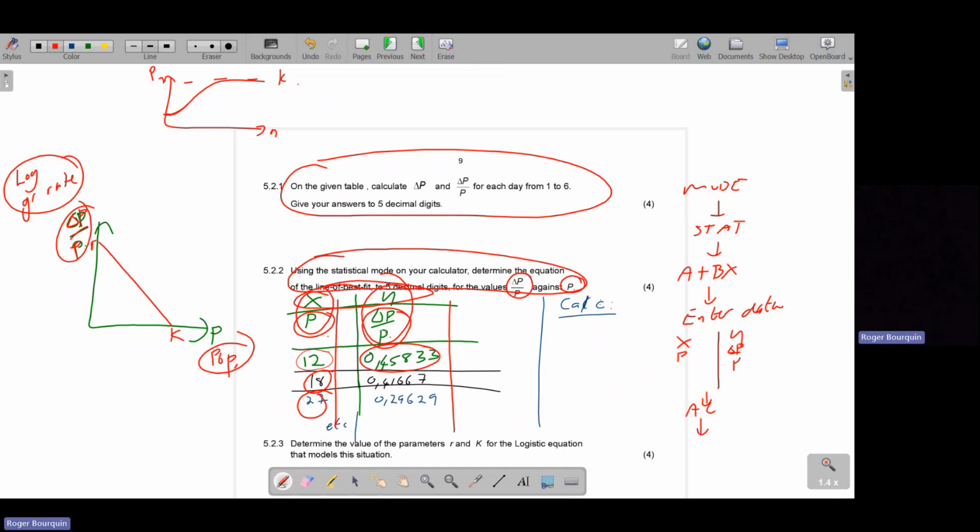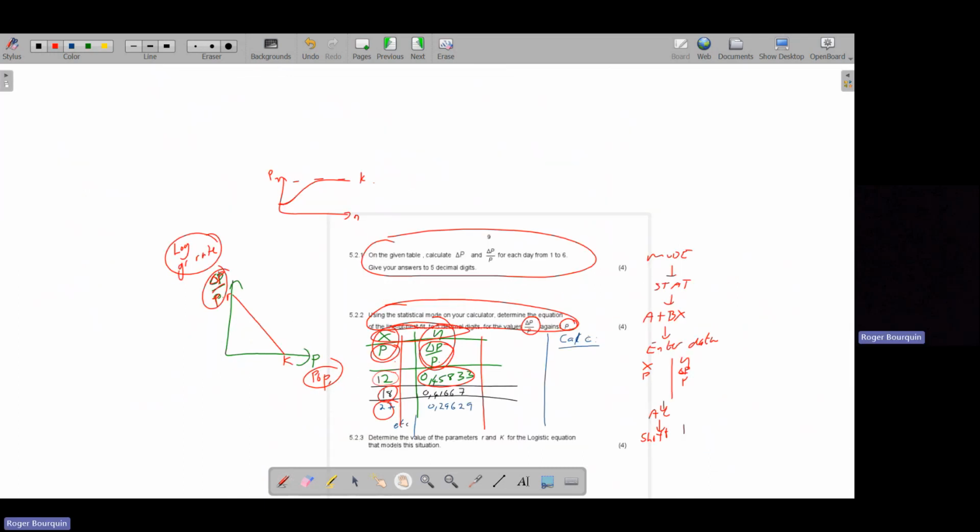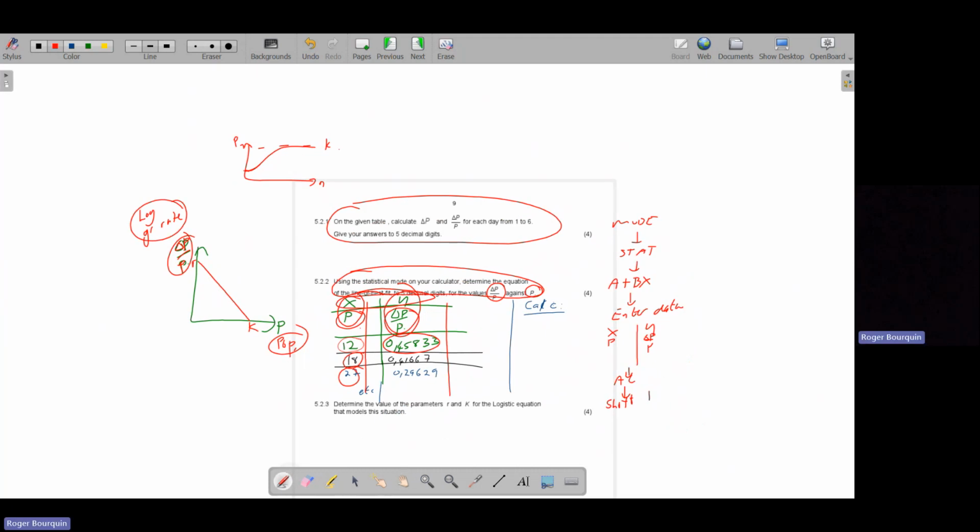Then you've got to say, what am I going to do with that information? To access information in stat mode, you go Shift 1. And then you are looking at regression. So you press the regression option, which is number 3 on my calculator.